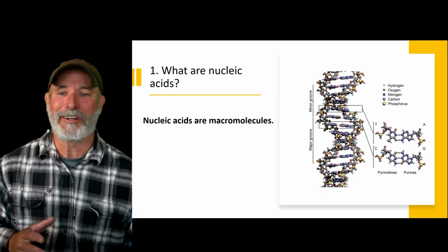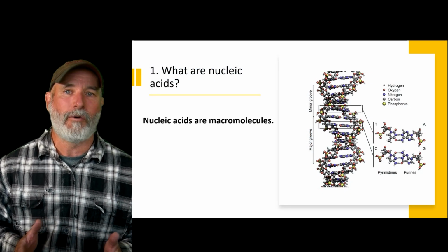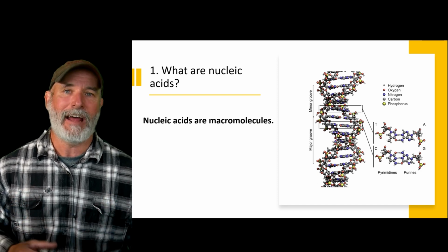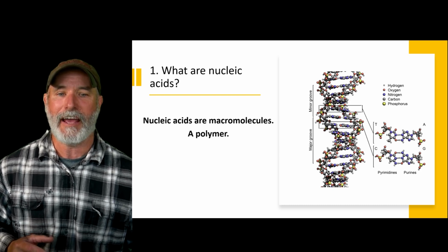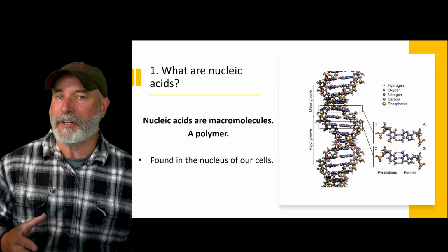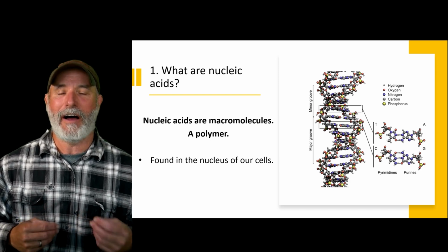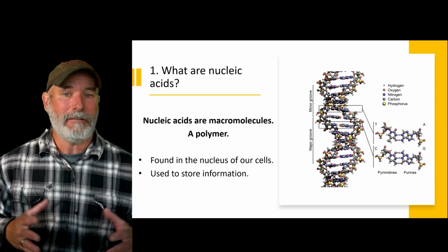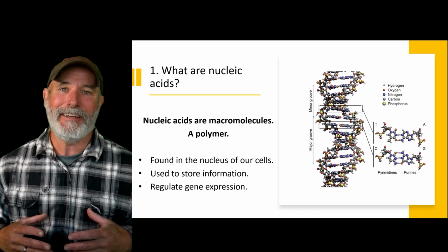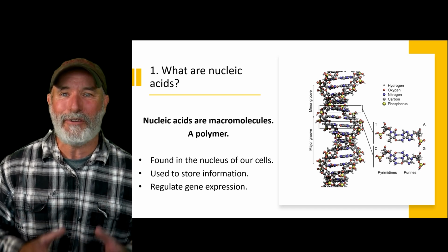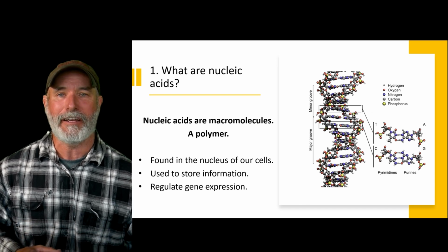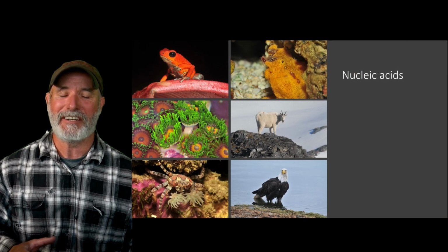Okay, so what are nucleic acids? These are one of the four macromolecules. We have the carbohydrates, the lipids, the proteins, and now we've got our DNA and RNA, which are the nucleic acids. These are polymers, and these large polymers are put together by condensation reactions, and they are found in the nucleus of our cells. They are used to store information, especially the DNA. And then we also have the RNA, which has many different functions. A lot of it is about gene expression and how you regulate gene expression. So it's a fascinating molecule.